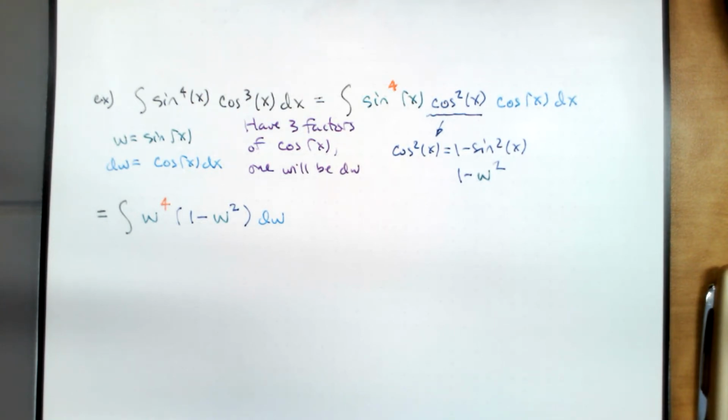This is a substitution that worked. It worked because we had 3 factors of cosine. One factor to be the dw, the other 2 we were able to replace with the Pythagorean identity. Any questions?